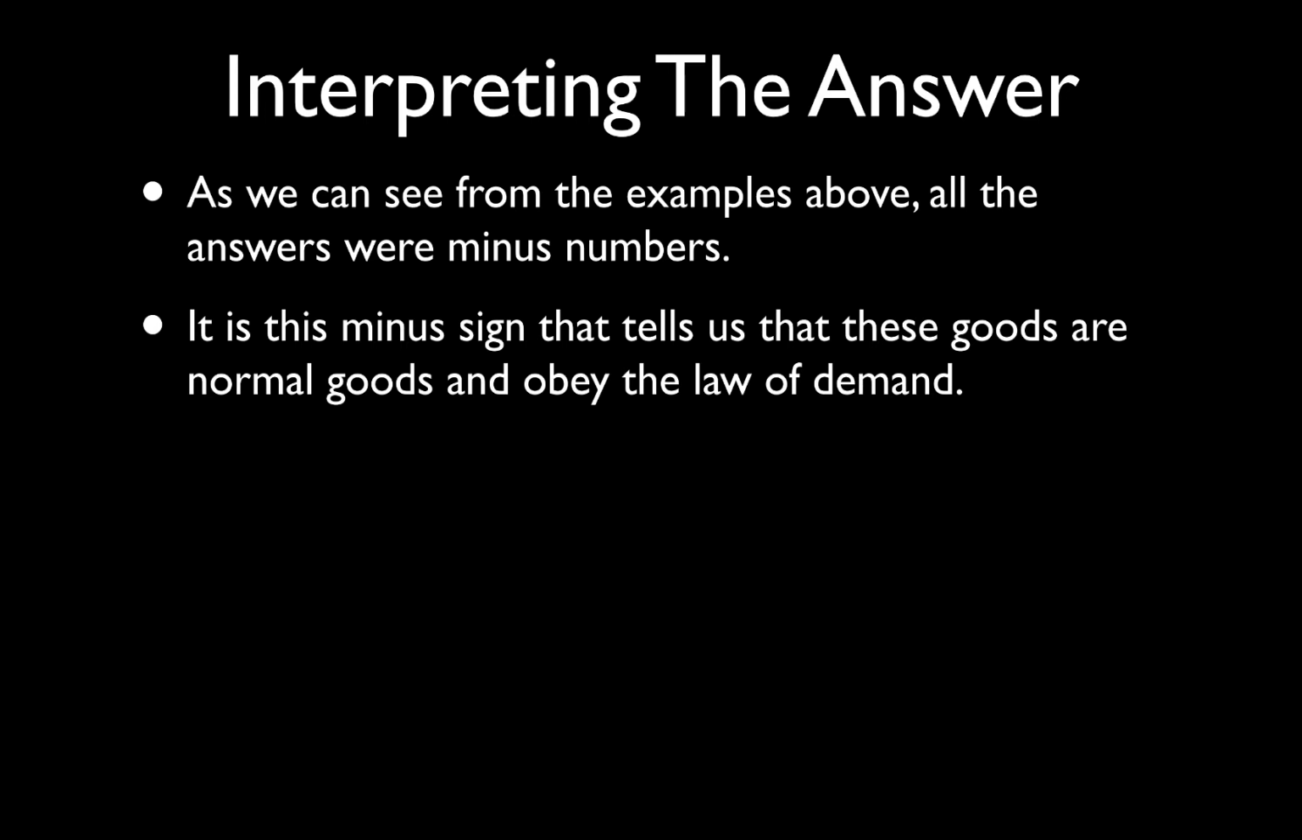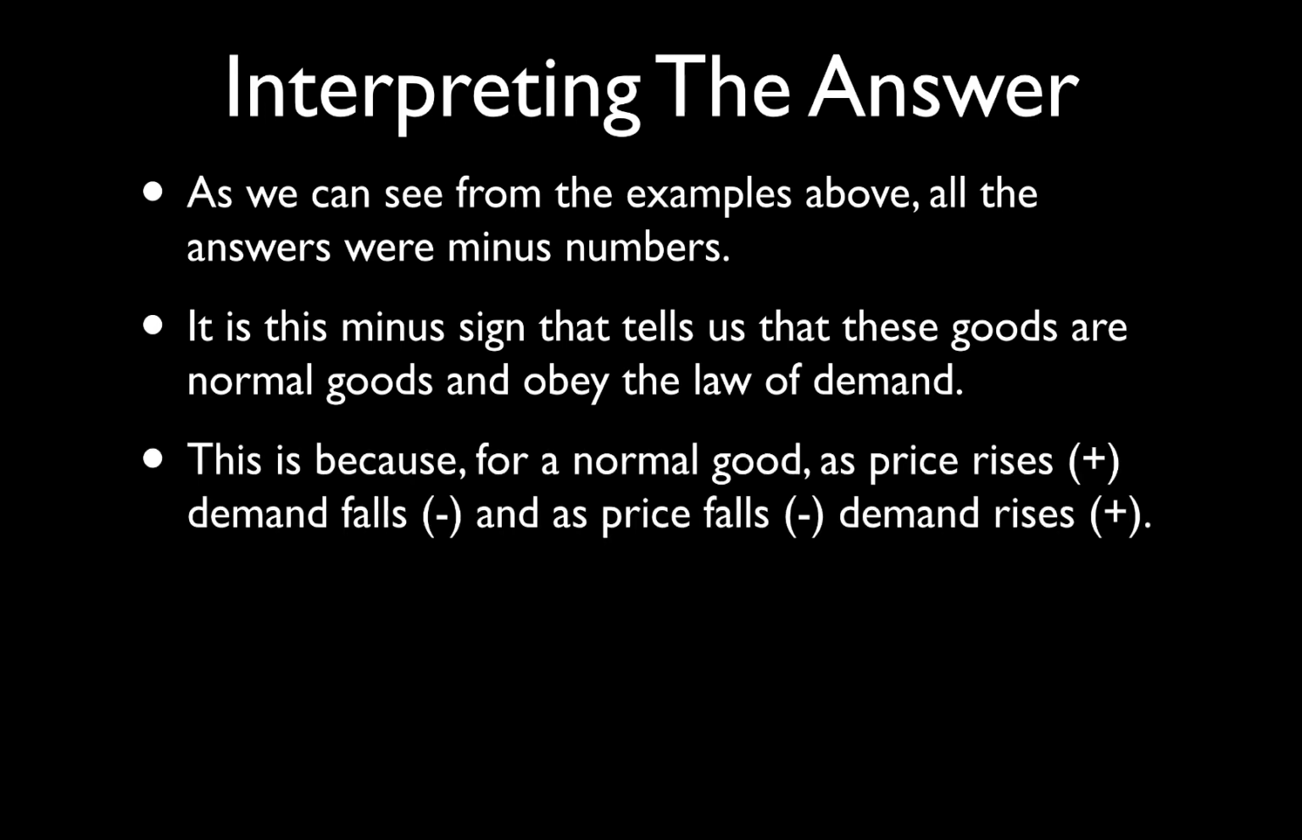These goods have a positive income effect, and as price rises, you get poorer in real terms and as such can afford to buy less, and that means that quantity demanded will fall. So as price rises, quantity demanded falls. As price falls, you get richer in real terms, and as such, you buy more normal goods. So as price falls, quantity demanded rises.